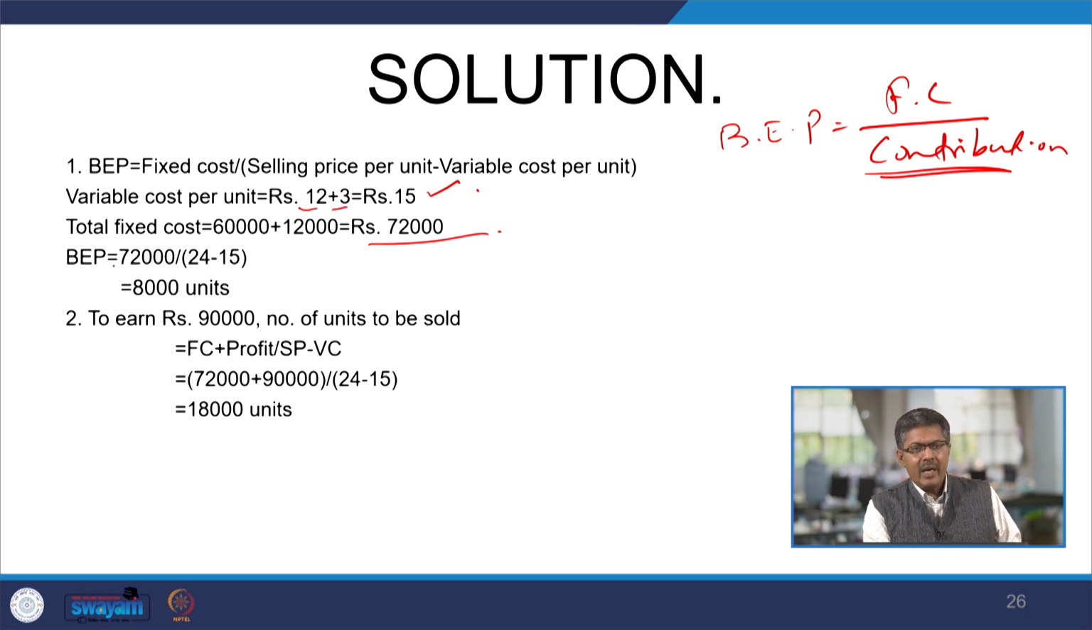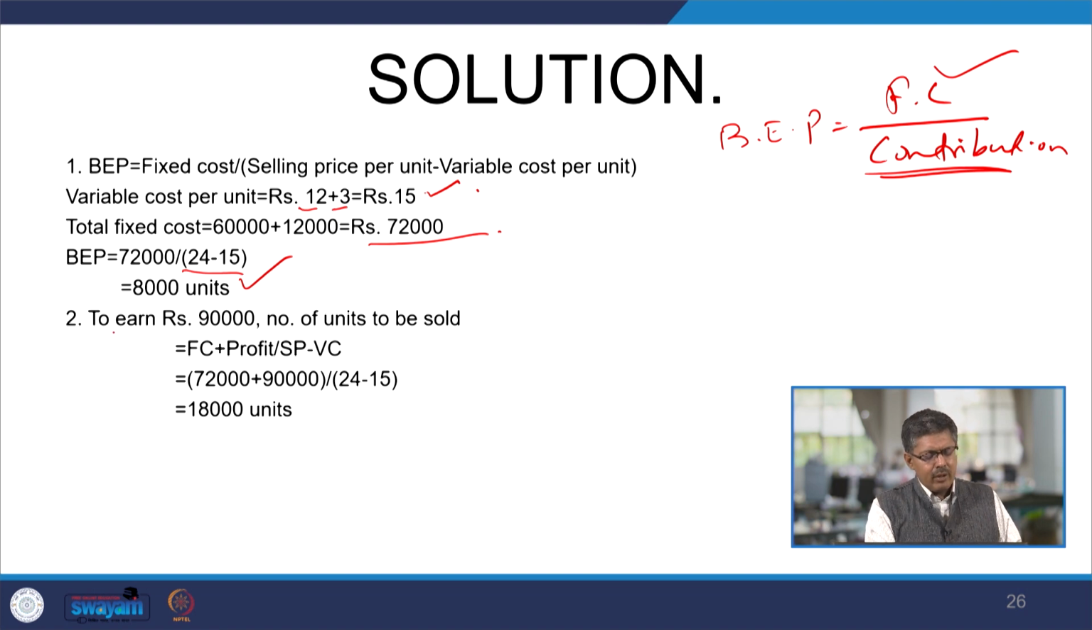So, what is my break even point? 72,000, which is this one, divided by contribution, which is 24 minus 15, right. This 15 and 24 was the selling price. So, that means till 8,000 units I am not gaining anything, at 8,000 units exactly no profit, no loss, and after 8,000 units I am starting to gain.